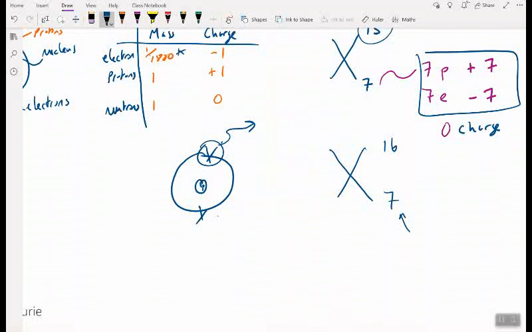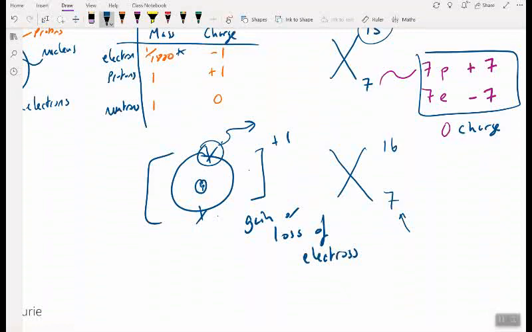So if an atom was to lose an electron, well, that means it's now got one more proton than it has electrons here. So this would have an overall charge of +1. In the same way, if something gained an electron, it would be a charge of -1. So ions are the same element, but there's a gain or loss of electrons.